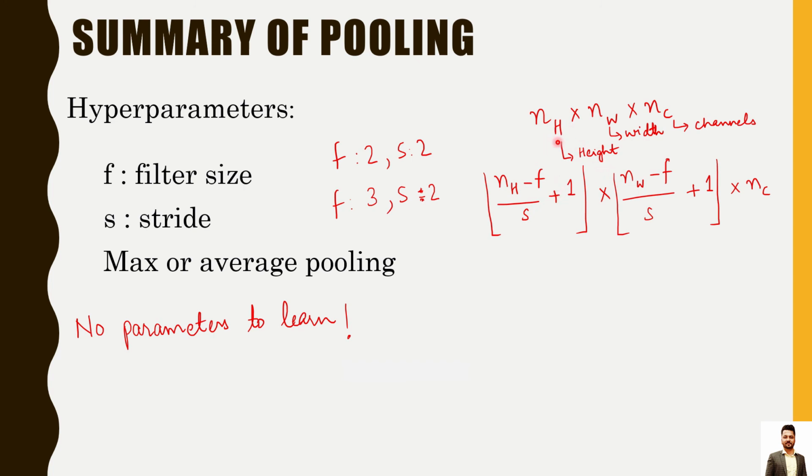Let's say you have the size of NH into NW into NC, which is height, width, and the channel number. So floor of (NH minus F) by S plus 1, into floor of (NW minus F) by S plus 1, into NC. NC is the channels. So this is how you calculate the size of the resultant activation.